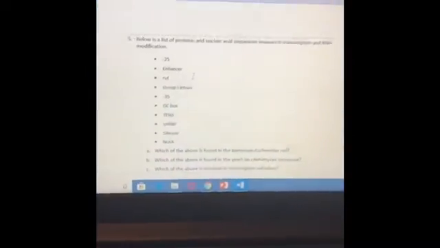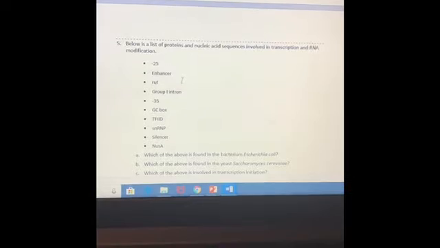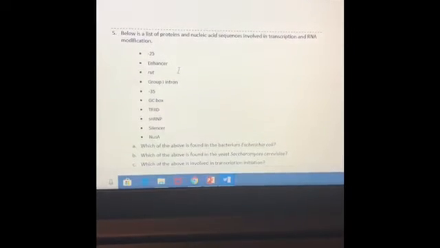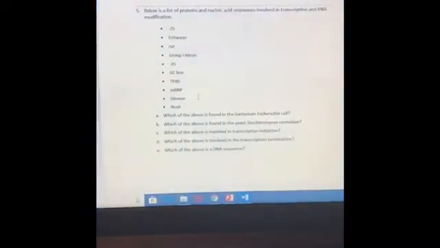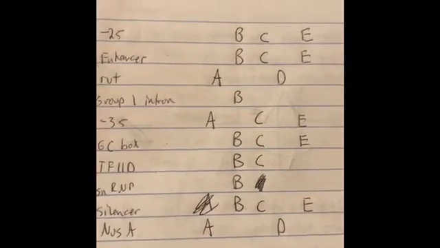Hey, so it's Dylan. I had problem number 5, and it says below is a list of proteins and nucleic acid sequences involved in transcription and RNA modification, and then it gives you the list. And so what I did was I just put letters down for what applied. So A was which of the above is found in the bacterium E. coli. So going back through the notes on E. coli, I know it's the RUT, the group 1 intron, and the NUSA.